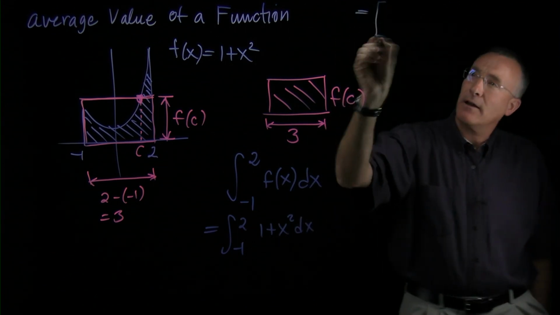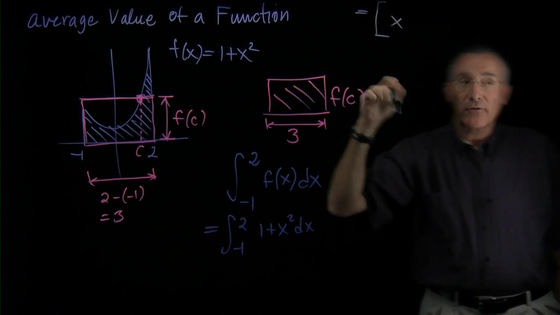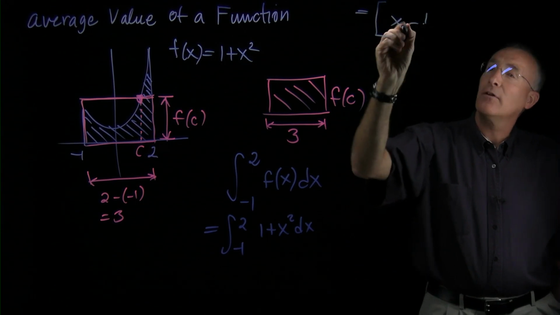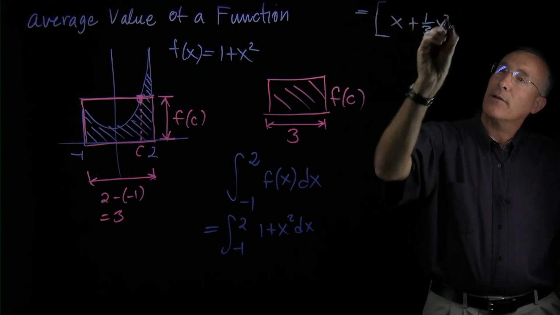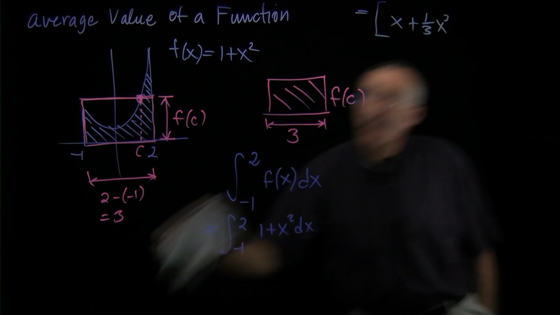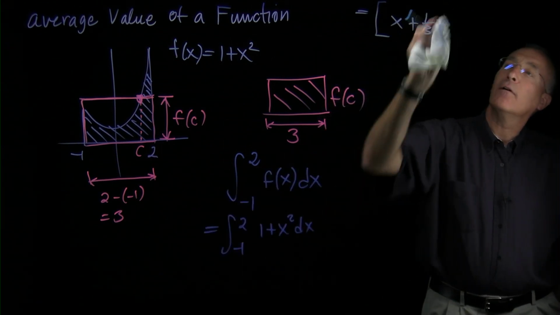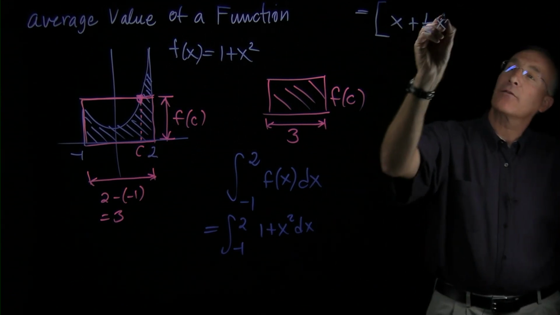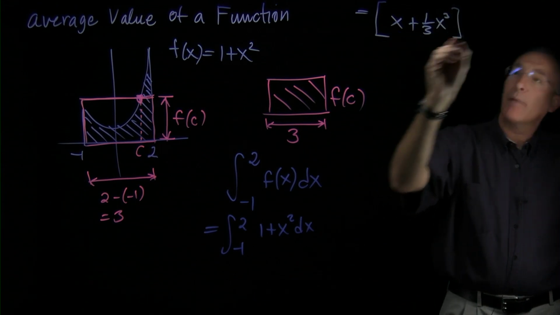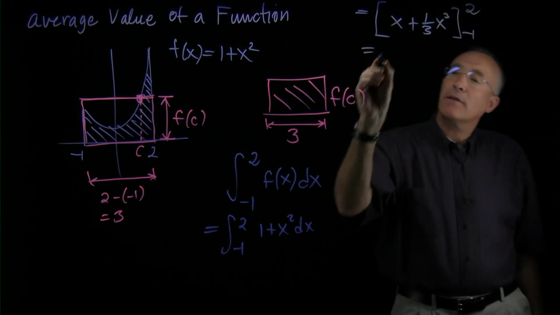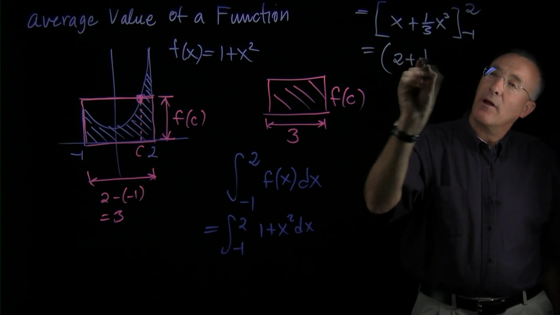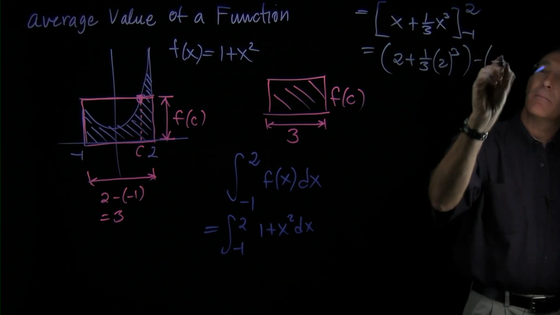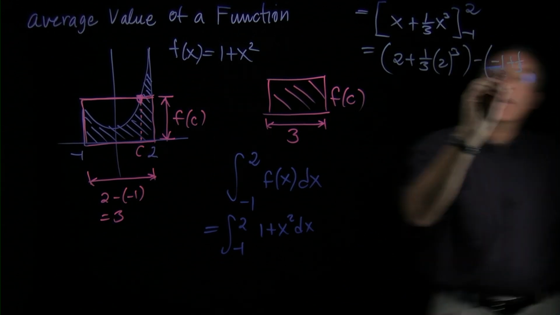We get something like x plus 1/3 x cubed, from -1 to 2. I'm kind of thinking this area would be 2 plus 1/3 of 2 cubed, minus the quantity -1 plus 1/3 of -1 cubed.